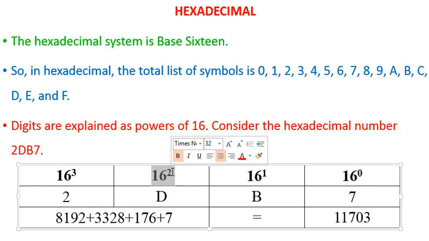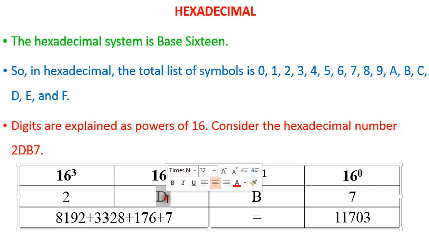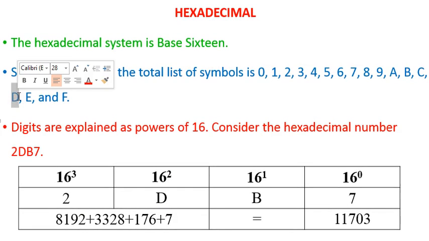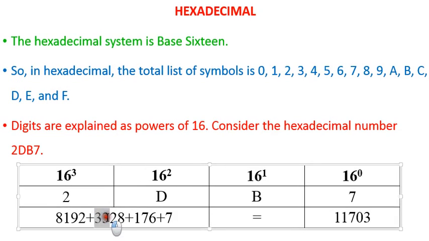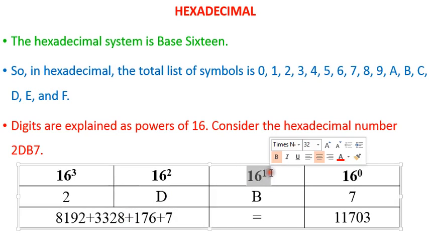Then you come to the next one, which is 16 squared. 16 times 16. Whatever you get, you multiply it by D. And if you go back here, we said our D is equivalent to what? 13. So multiply it by 13. Doing that correctly will give you 3,328.